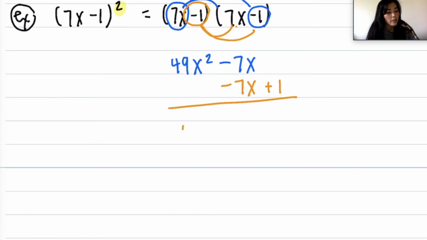All right, final answer here is going to be 49x squared. Next, combine your x's, so minus 14x, and then your numbers last, so plus 1. And that is my expression for 7x minus 1 squared. All right, now it's your turn.